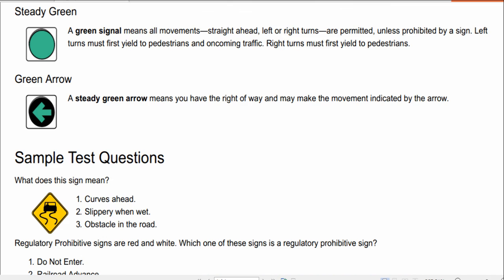Steady green. A green signal means all movements, straight ahead, left, or right turns, are permitted unless prohibited by a sign. Left turns must first yield to pedestrians and oncoming traffic. Right turns must first yield to pedestrians. Green arrow. A steady green arrow means you have the right-of-way and may make the movement indicated by the arrow.